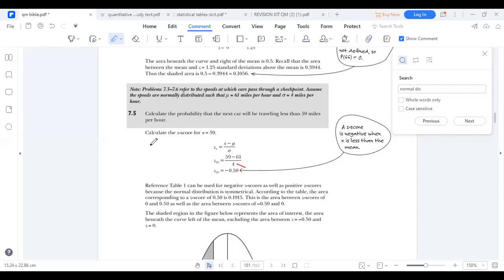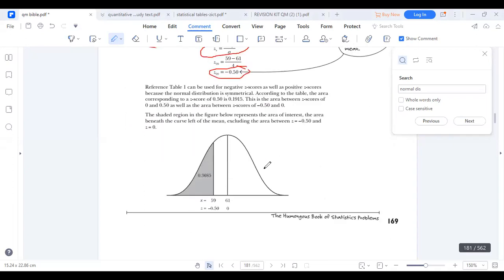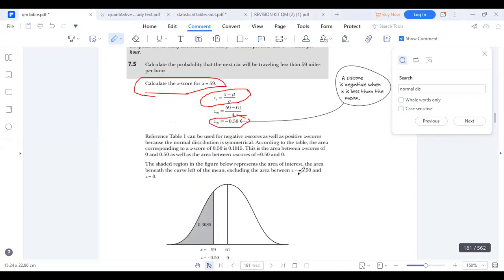For this other one, we get the Z-score for X of 59. So we are simply saying X minus mu over standard deviation. So 59 minus 61 over standard deviation of 4. I already calculated the negative 0.5. So we calculate the negative 0.5 is here. So it will be probability that Z is less than negative 0.5.